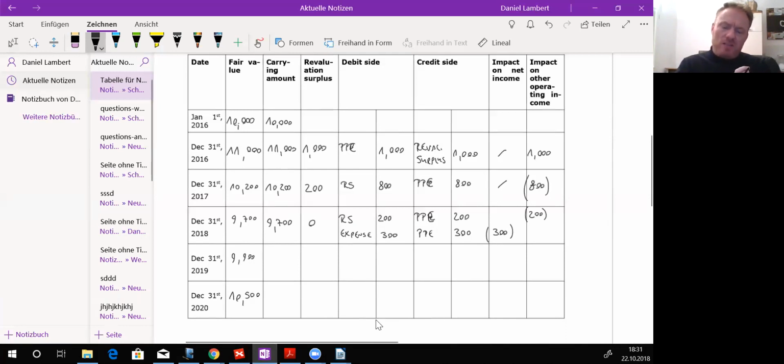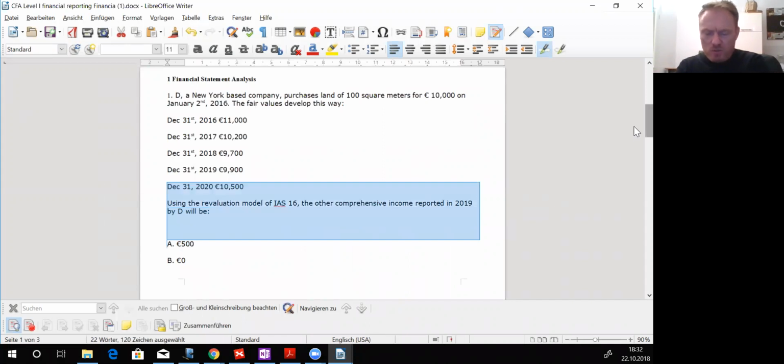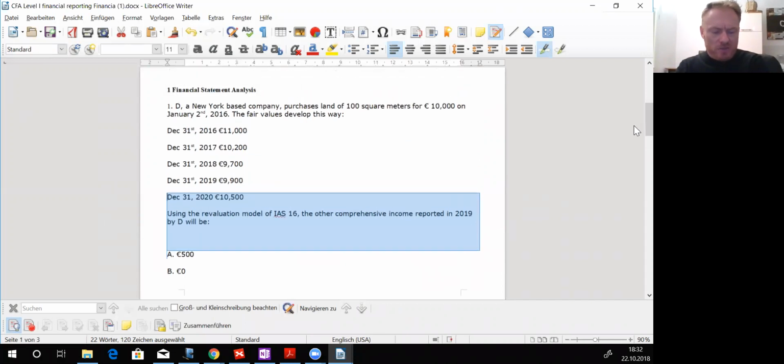So that's important. There is an effect on the net income, and there's another effect on other operating income, but they are very different from one another. Net income is totally different to operating income, because net income is part of the income statement and reflects revenues and expenses, whereas the other is directly a part of the balance sheet. Next period, we need the next period to be able to answer the question, because the question was, using the revaluation model of IAS 16, the other comprehensive income in the year 2019 will be 500 or will be 0 or will be 200. Those are the three answers that are given here. And exactly one of them is true, the others are not.